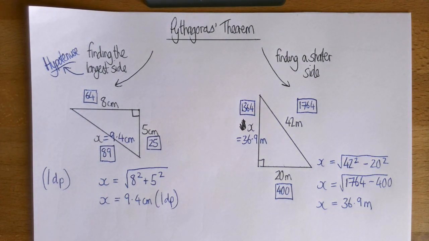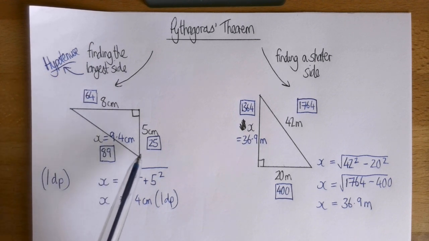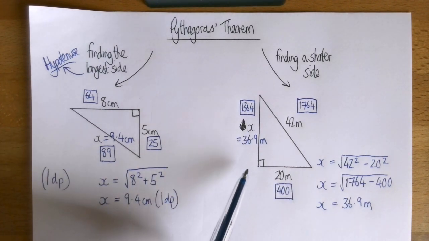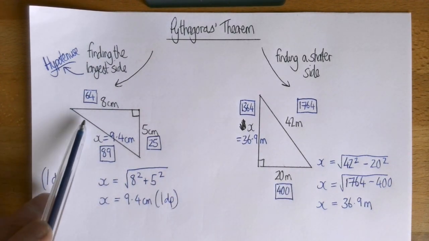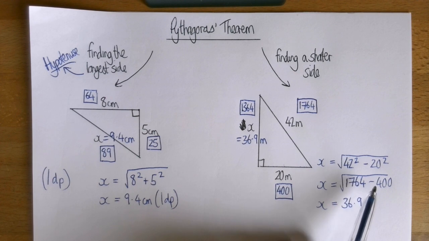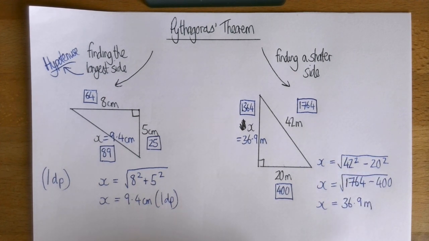So the first thing you've got to do whenever you're faced with a Pythagoras question with a right-angled triangle is you've got to ask, is it this? Am I being asked to find the longest side? Or is it this? Am I being asked to find one of the shorter sides? If I'm being asked to find the longest side, then I'm adding the two squares together. If I'm being asked to find one of the shorter sides, then I do the longer square, take away the shorter square. Don't forget at the end you always need to square root to get your actual answer.